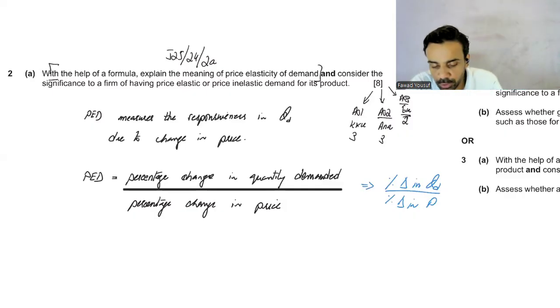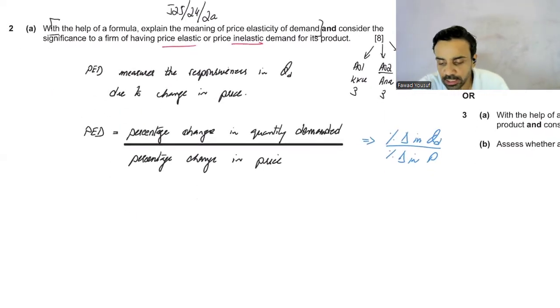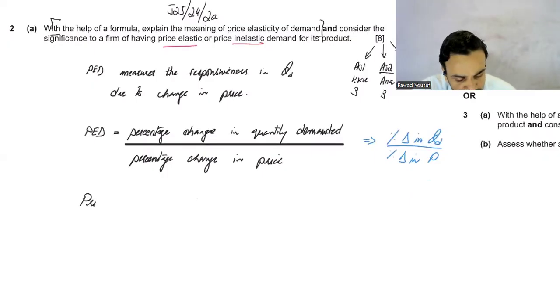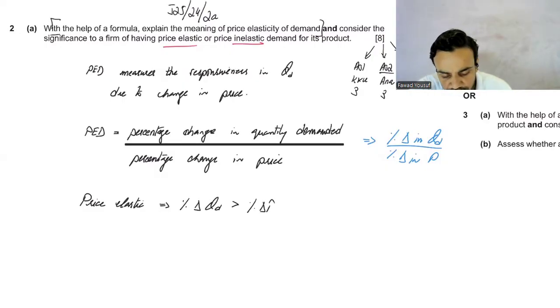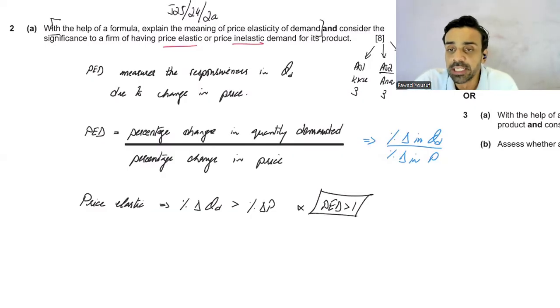Then after that, because later on in the question there is a discussion required about elastic and inelastic, I would recommend you to do both. In fact, always explain in a little detail. If we are talking about price elastic, it is a must that you say that if the demand curve is price elastic, what it means is that the percentage change in quantity demanded is greater than the percentage change in price, and the PED value is greater than 1. If you only write this, PED is greater than 1, and not write this, you're in trouble.